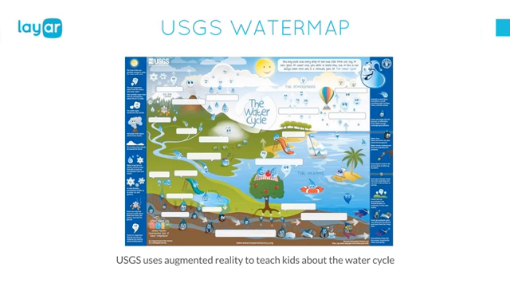Here's another one where USGS uses augmented reality to teach kids about the water cycle. As soon as you scan this, you will see all those bubbles being filled up with more information about how the atmosphere works, how water evaporates, how it becomes rain, how it goes into the earth, and so on and so forth. It uses these visual components to make the learning process more meaningful and easier to remember.